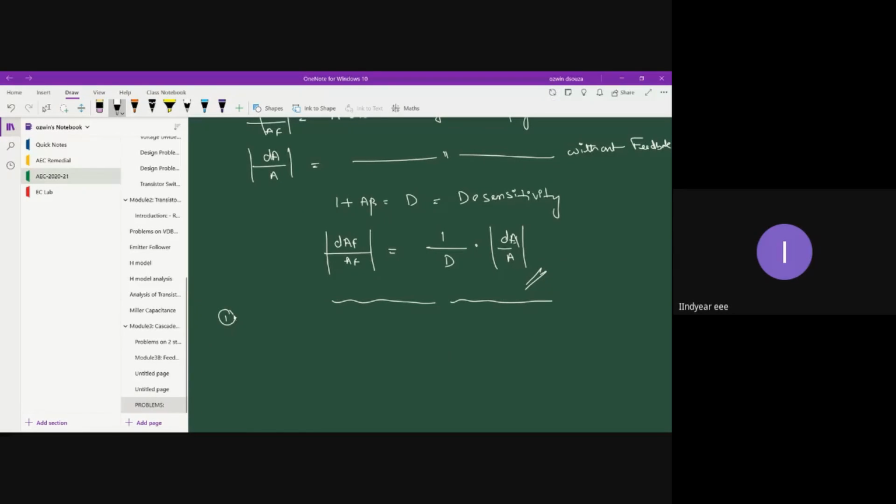There are some formulas for which you will not have any derivation. So what I will do, as and when I do the problems, I will talk about those formulas, right? So first problem, it says an amplifier has a midband voltage gain of 1000.